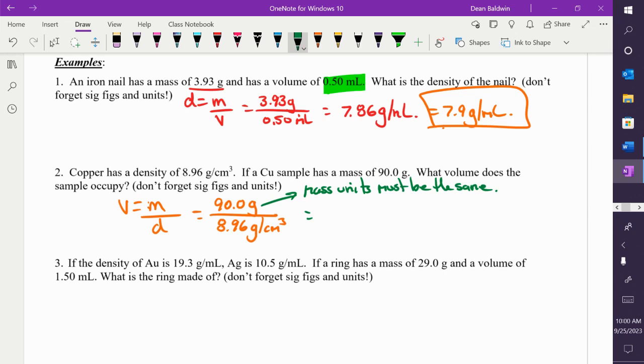Divide them and you will get, what do you get? 10.0446 cubic centimeters. How many sig figs in the answer? 3. That has 3. So it's 10.0 cubic centimeters.